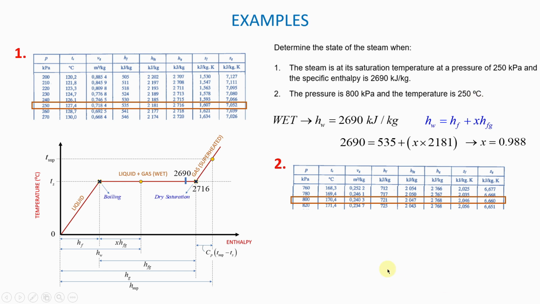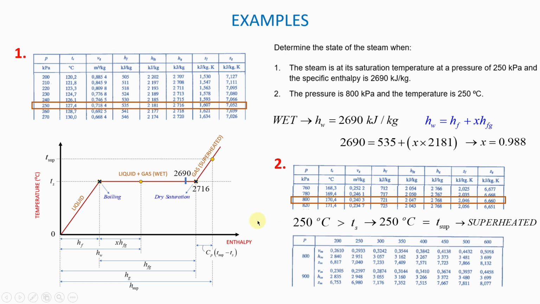Okay, so because 250 degrees is greater than the saturation temperature when the pressure is 800 kilopascals, therefore we know that this 250 degrees is actually a superheated temperature. And since it is a superheated temperature, the steam is superheated. Okay, and we can read the specific enthalpy of this superheated steam from the superheated steam tables.